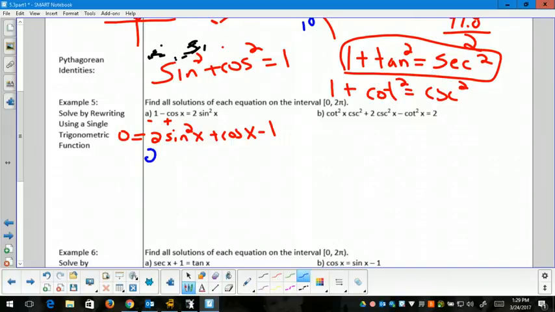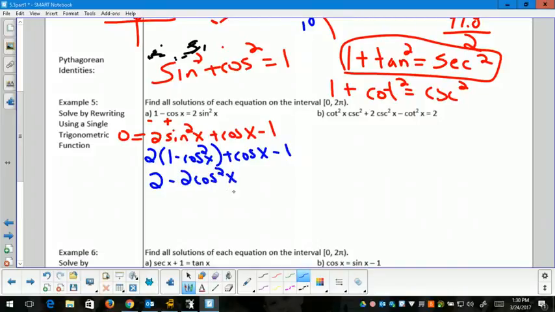I can write this as 2 times 1 minus cosine squared plus cosine x minus 1. And now everything will be in terms of cosine, so I should be able to factor it, hopefully. So this is 2 minus 2 cosine squared. Shoot, I should have done the other side. Oh well. We can always change the signs.